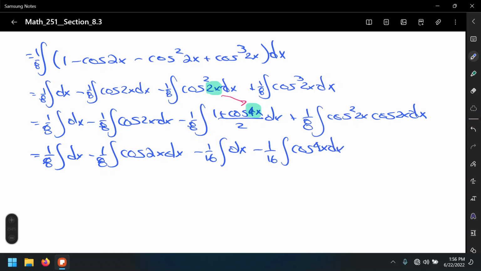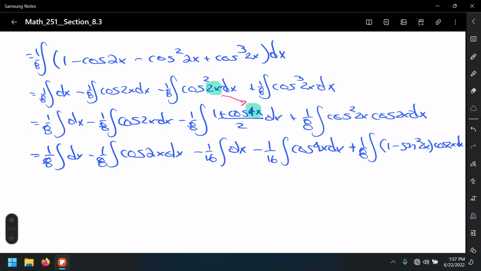Notice in this case how that third term gives rise to essentially two terms. And last, 1/8 integral of cosine squared, which is 1 minus sine squared, cosine 2x dx. Okay? And from here, I think we're almost ready to integrate pretty much everything. But instead, I would like to combine some of the like terms.